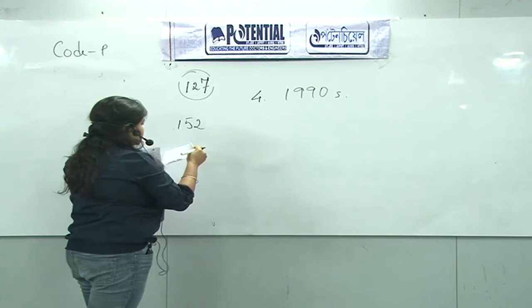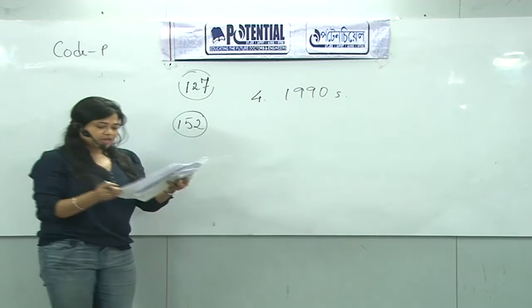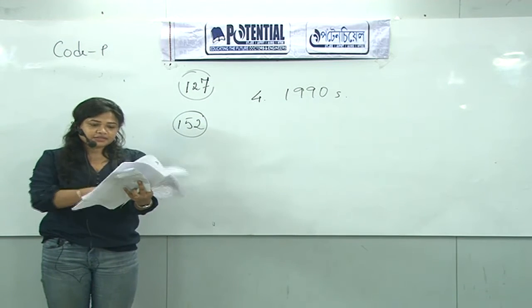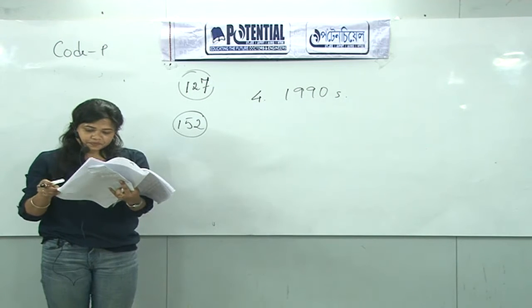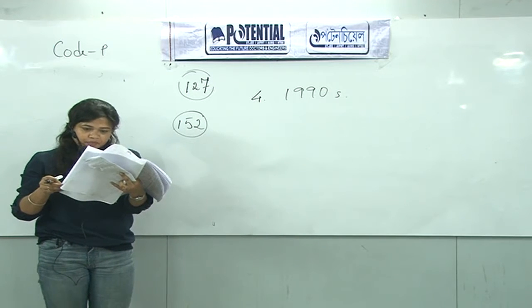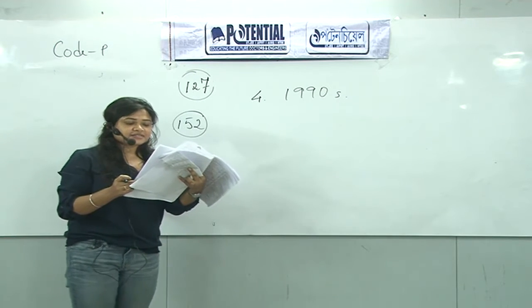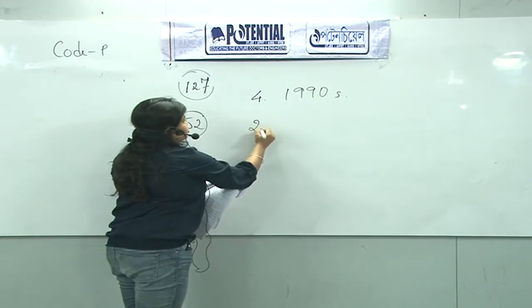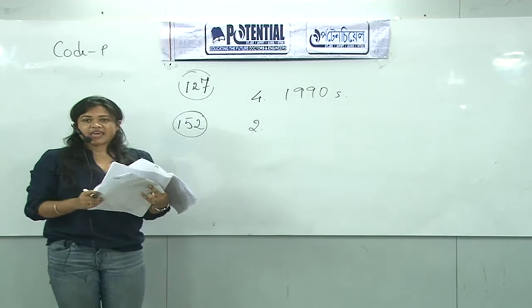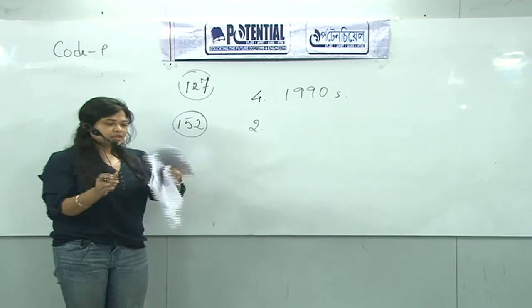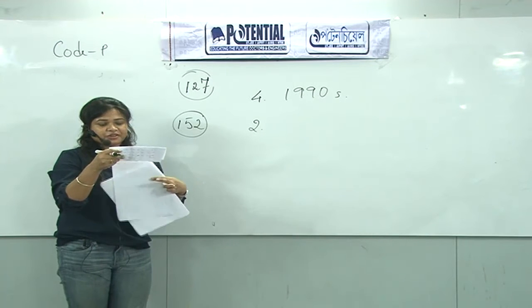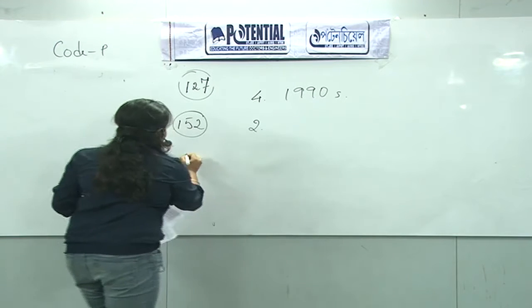Next we come to question number 152. Question number 152: the term ecosystem was coined by, and the correct answer is option 2, that is A.G. Tansley.